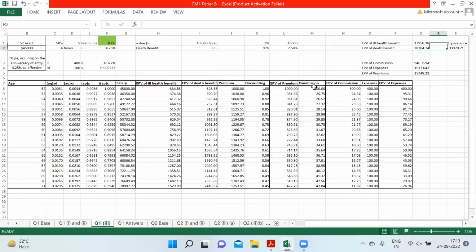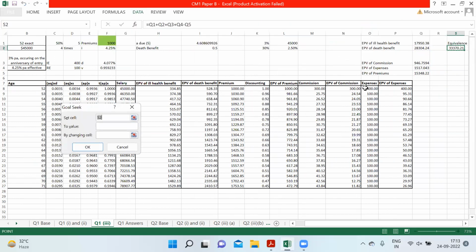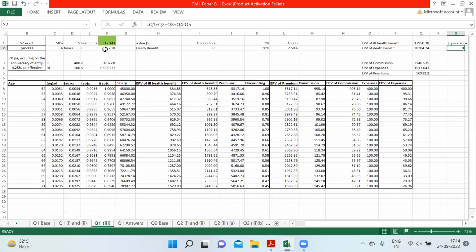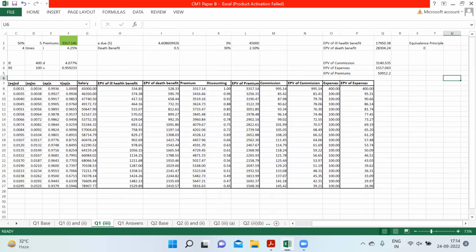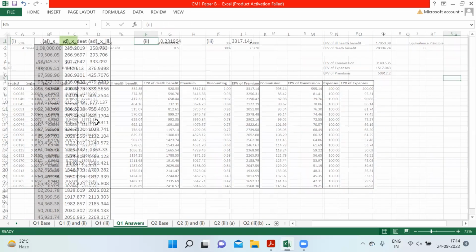And then we can just use the equivalence principle: EPV of ill health benefits, EPV of death benefits, commissions, expenses, all adding, minus the EPV of premiums. This should be equal to 0. So in the Data tab, What-If Analysis, Goal Seek: set cell to value 0, by changing the cell, which will be the premium. This gives me a premium of around 3317.141. So this is the first answer we get.